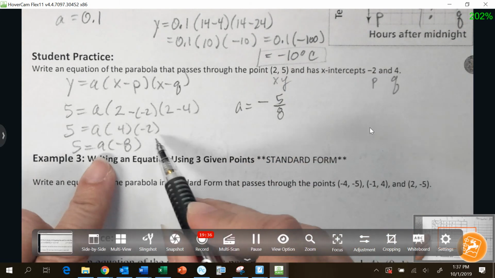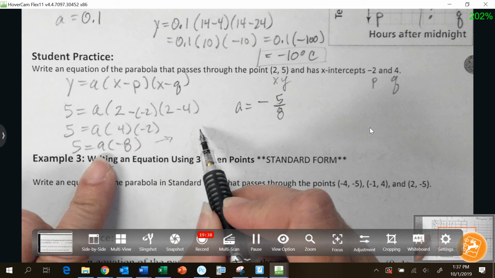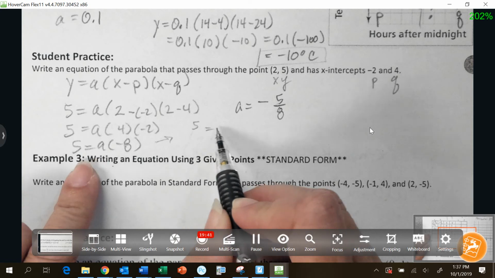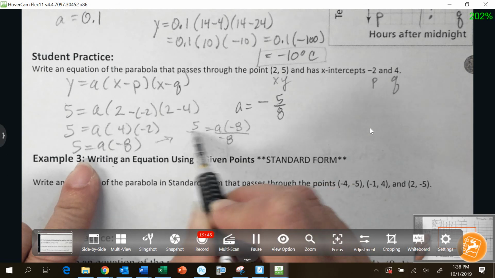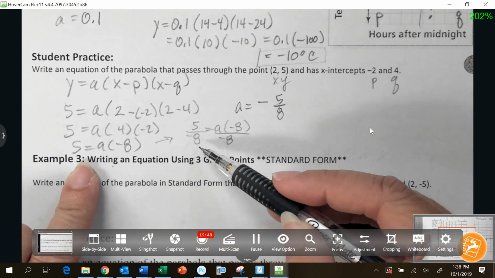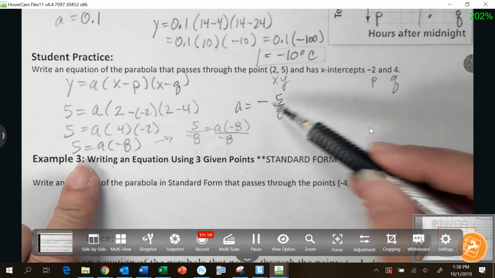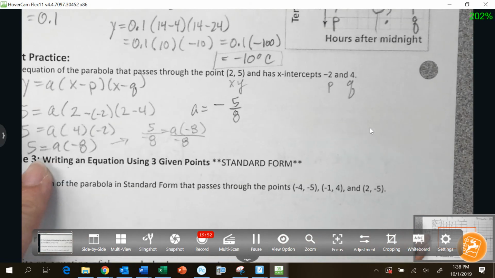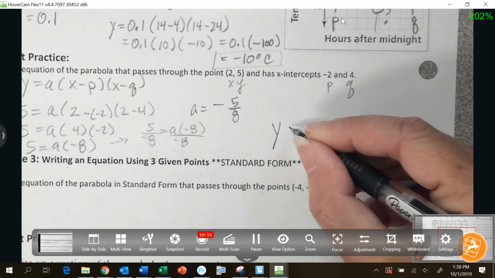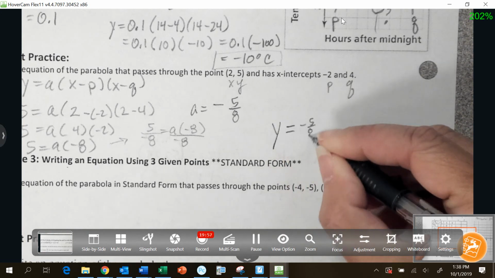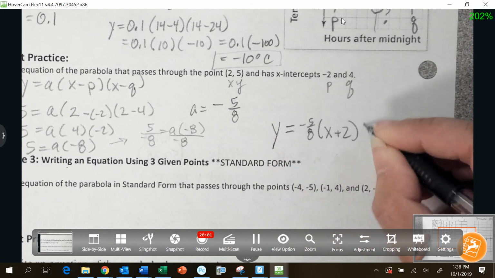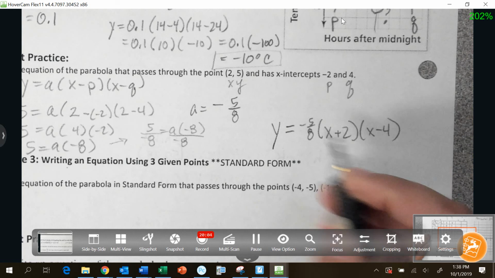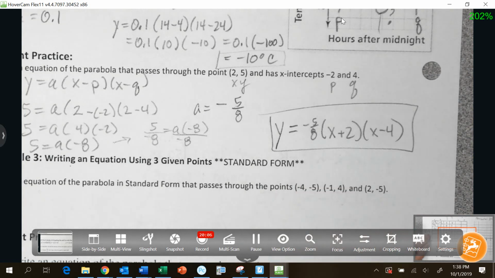When you divide by negative 8, this is kind of an in-between step here. I couldn't fit it over here, so I've got to rewrite it. When you divide by negative 8, it is not acceptable to leave the negative sign in the denominator. So that's why I moved the negative sign out there. And then from here, we write our equation, y equals -5/8 times x plus 2 times x minus 4. And then there's nothing to solve there. That's all you had to do.